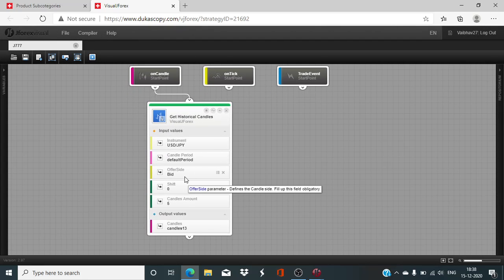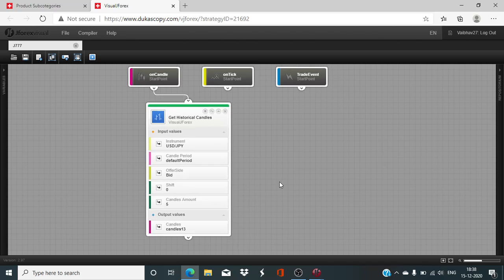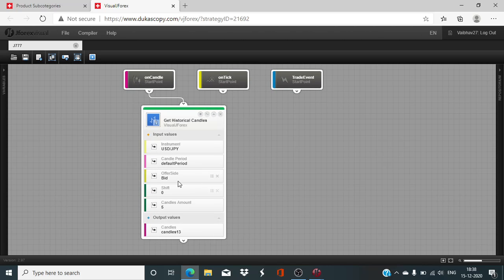Then comes the question of offer side. Given that we are trading with some spread in between the ask price and the bid price, we have to pay attention to this offer side as well, as there will always be a minor difference in the output value depending on the offer side. And whenever you are doing a comparison, you should be taking the blocks of the same offer side.